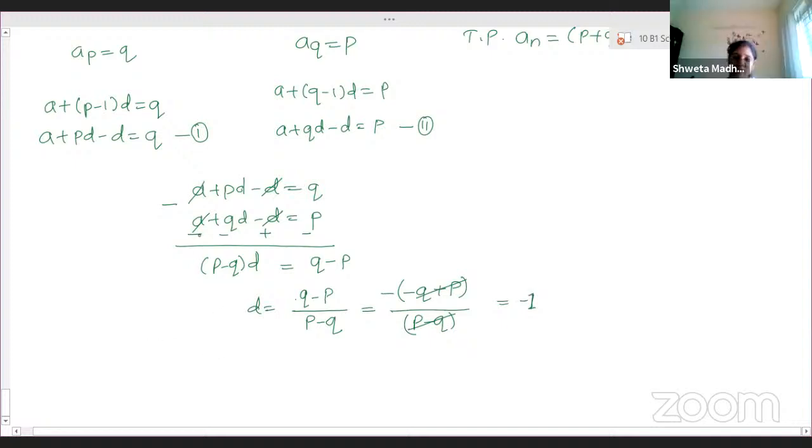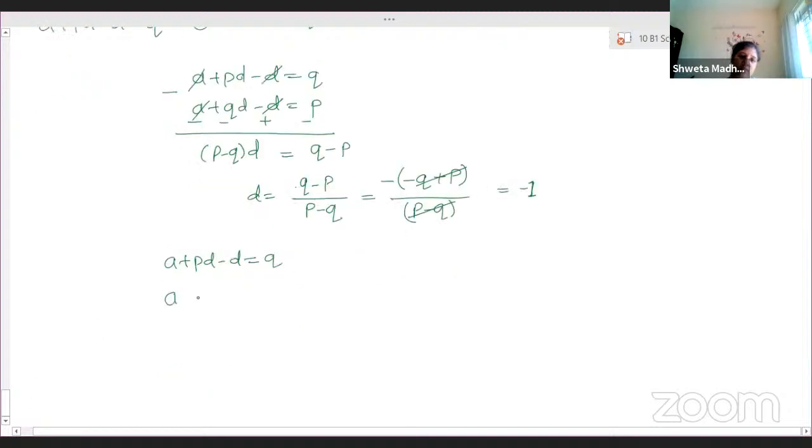Substitute in any one of the equations to get the value of A. A plus PD minus D is equal to Q. Then A plus P into minus 1 minus of minus 1 equal to Q. A minus P plus 1 is equal to Q. So value of A is Q plus P minus 1.